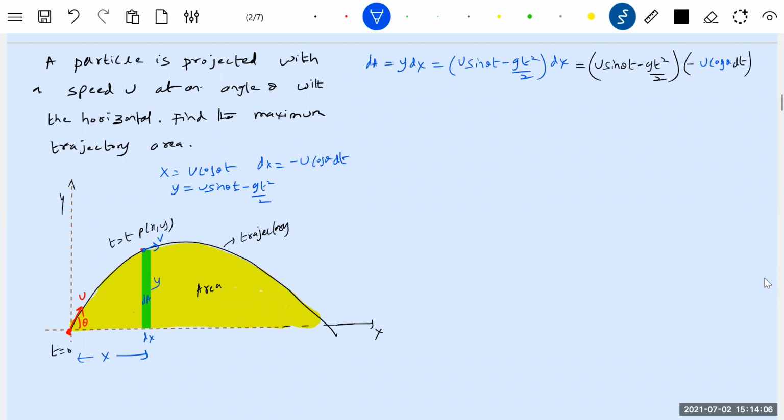Minus u sin theta minus. No, differentiating with respect to time. dx equals u cos theta dt. I'm differentiating this with respect to time, not with respect to theta. dx equals u cos theta dt. The value of dx is what we have put it, so this will not be there.